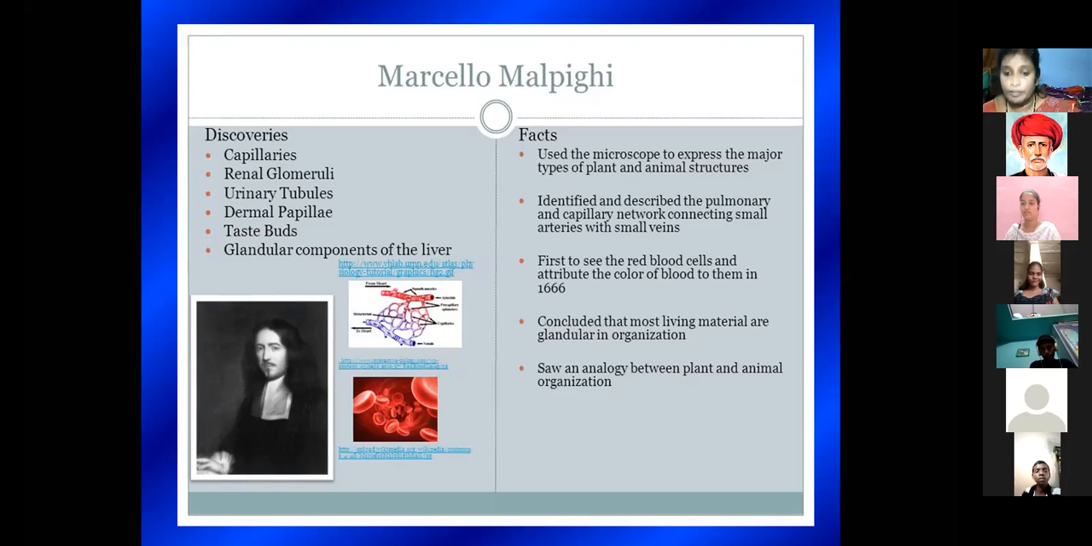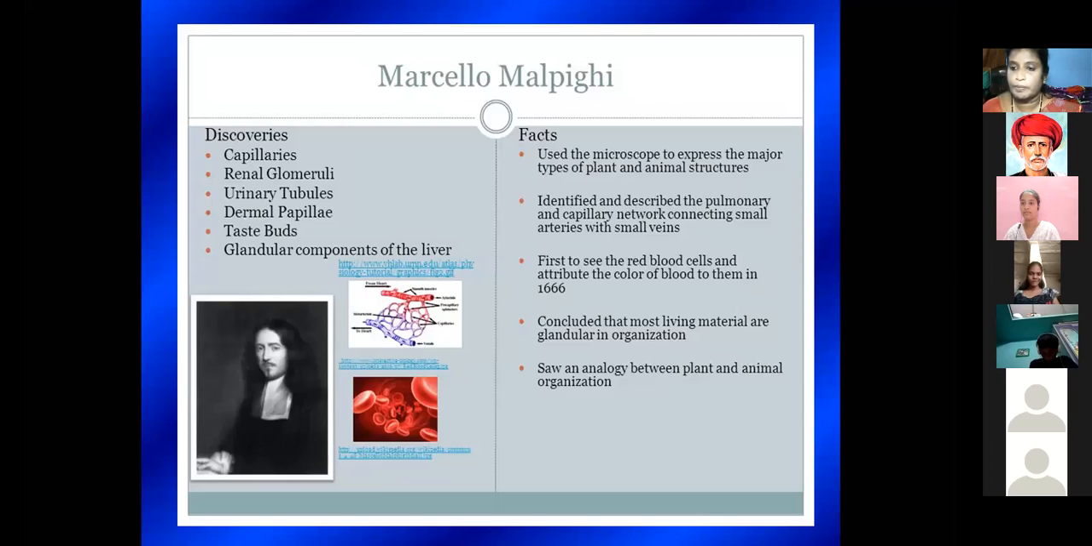He was the first to see red blood cells and attributed the color of the blood to them, in 1666. The blood is red in color because hemoglobin is inside. Who gave this information? Marcello Malpighi. Malpighi gave the explanation for the red color, a pigment that is there. He also concluded that most living material or gland in the organization.